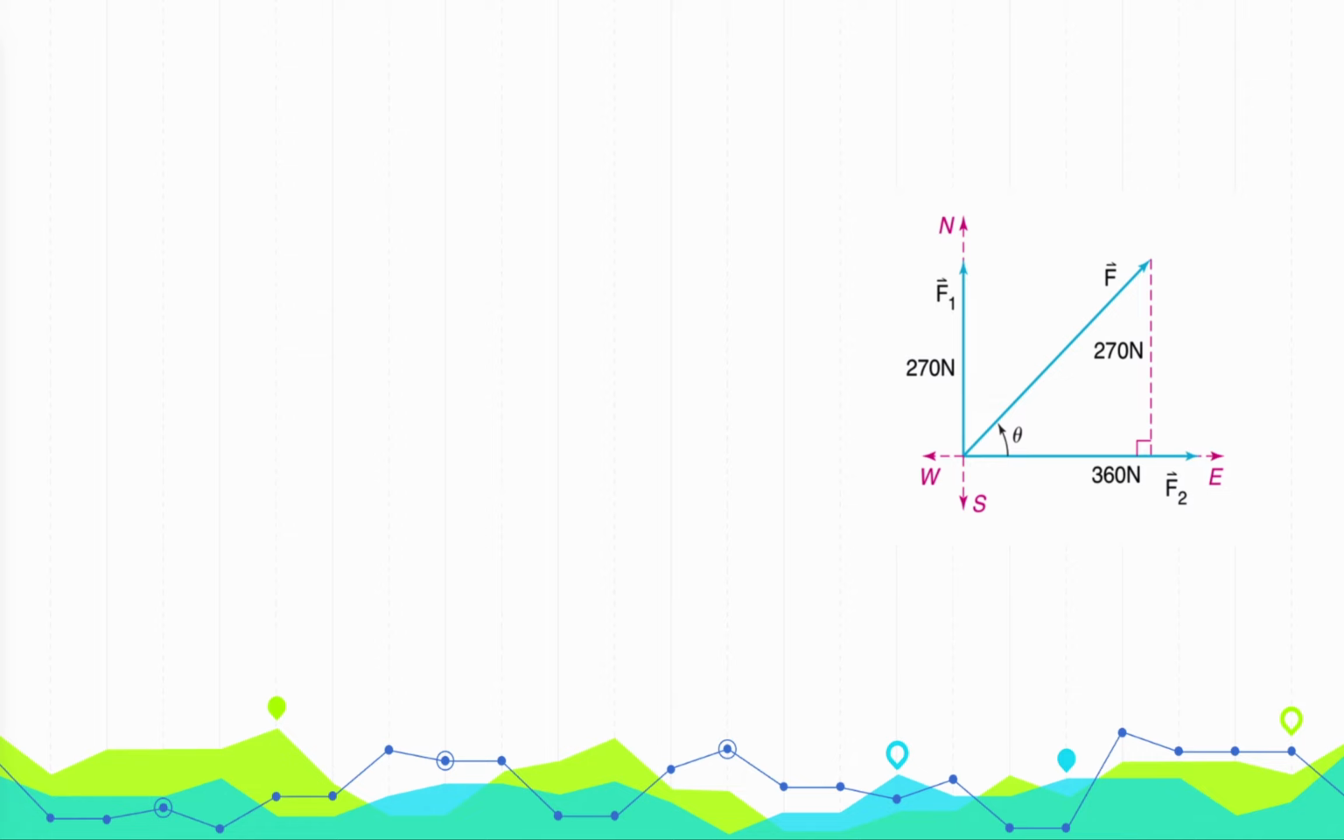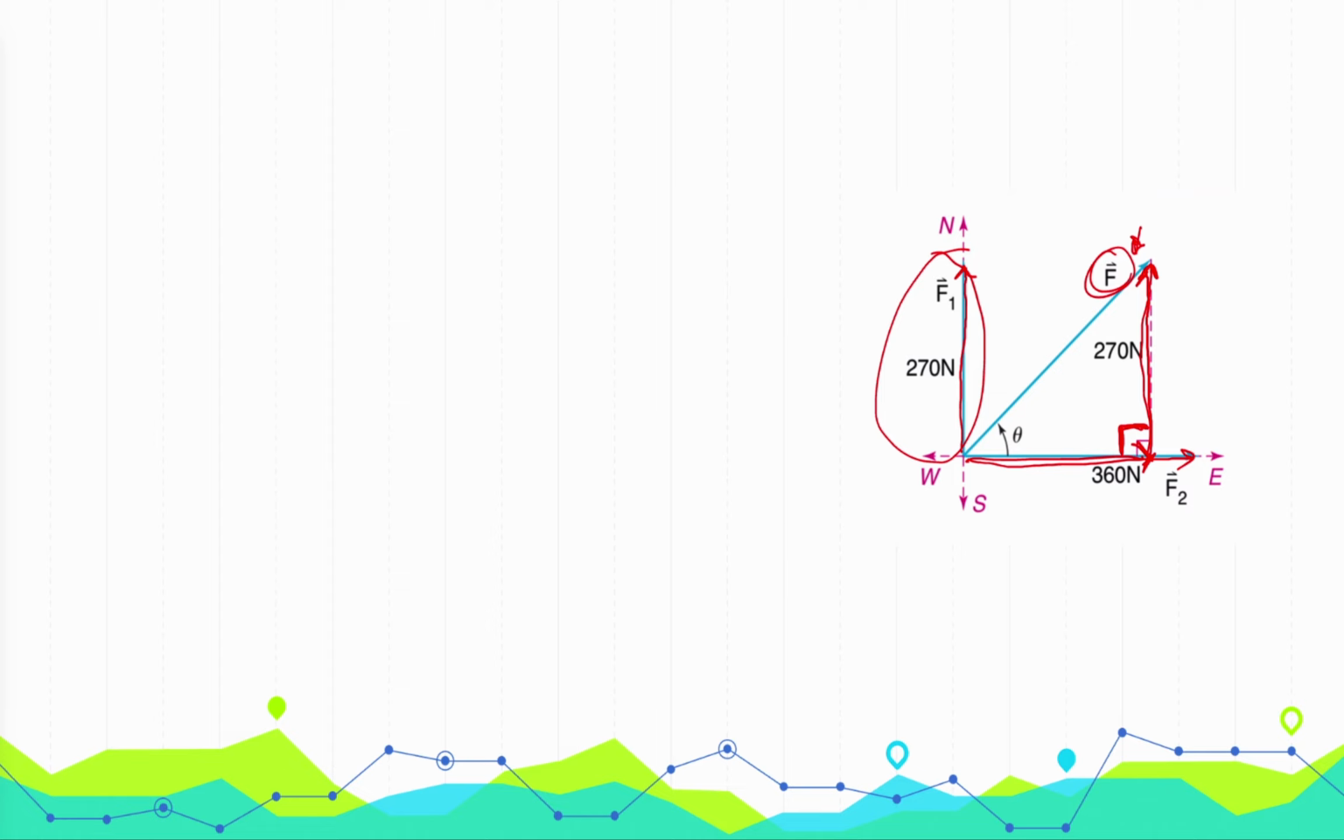So, we have one vector that is 270 newtons due north, and one that is 360 newtons due east. We're going to take this north vector and move it over here so that our vectors are tip to tail. Then our resultant is going to be the hypotenuse of this right triangle, which is very easy to find because we know how to do the Pythagorean theorem.